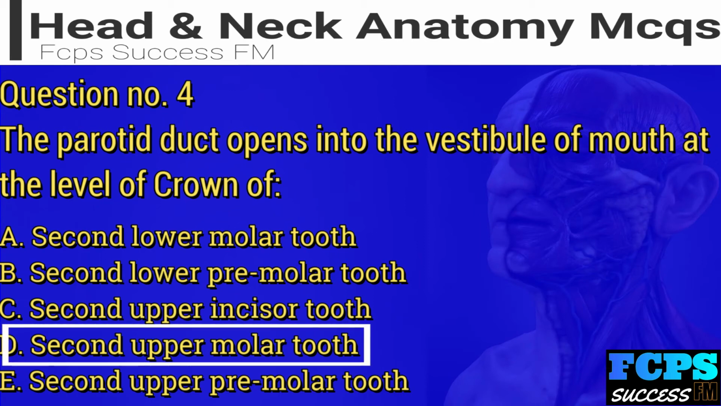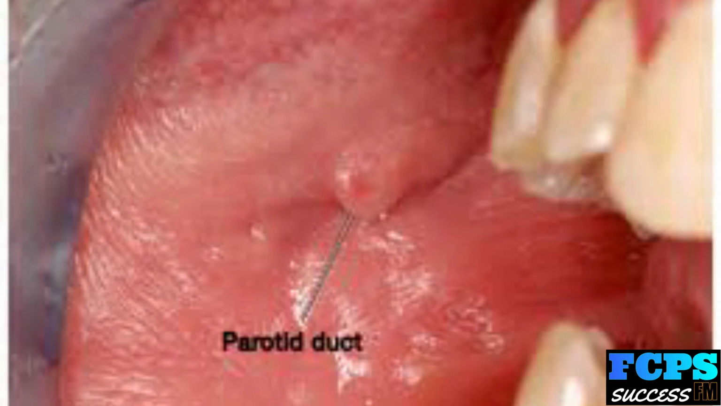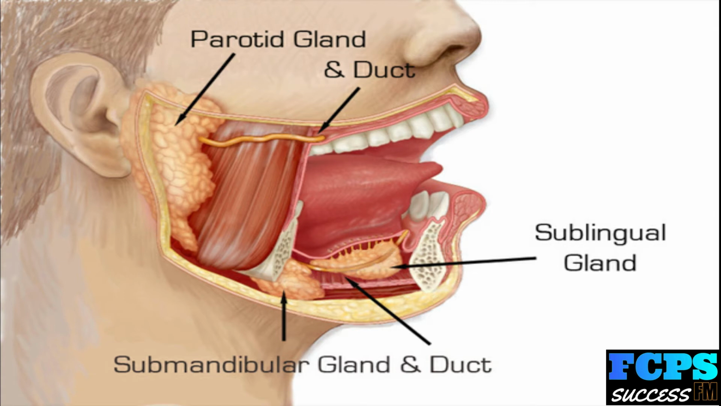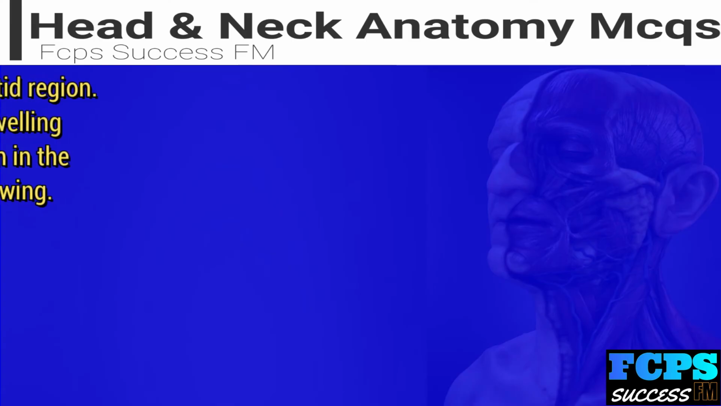Correct answer is D. Second upper molar tooth. The parotid duct, a long excretory duct, emerges from the front of each gland, superficial to the masseter muscle. The duct pierces the buccinator muscle, then opens into the mouth on the inner surface of the cheek, usually opposite the maxillary second molar.